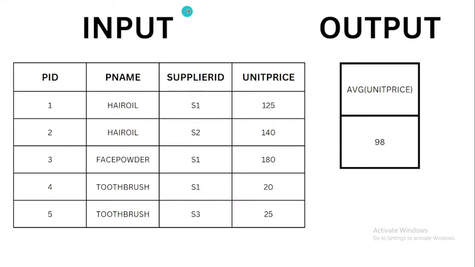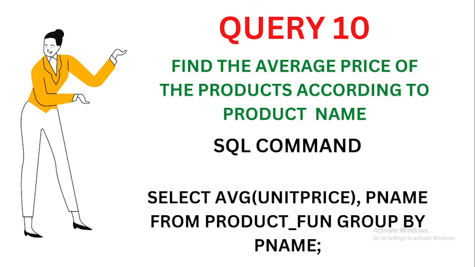Our output will have only one column with the name average of unit price, and it is taking the sum of all 5. You can add all 5 values and divide by 5, and then you will be getting the value 98 as the average value for the unit price. Let's have another query.